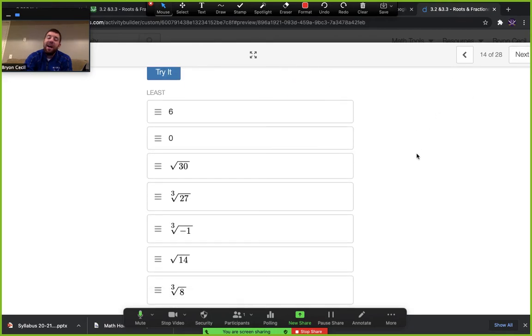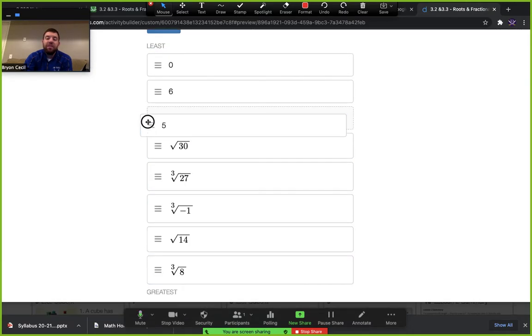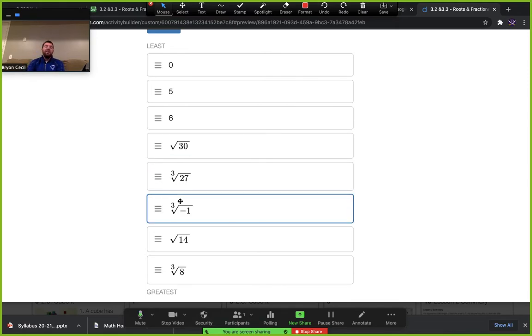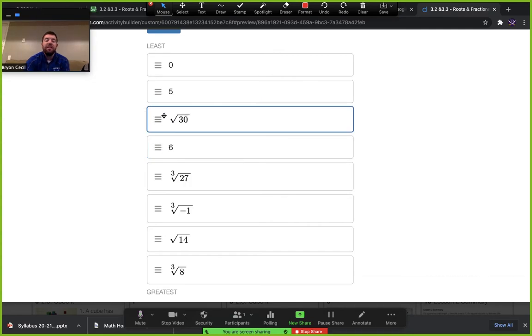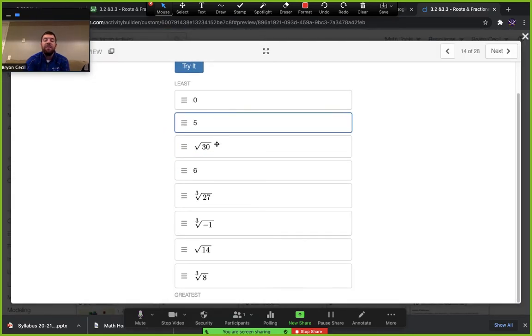Number 14. Another least to greatest. So, let's go ahead. We got 0, 6, and 5. Hey, they're not doing us any favors here. Okay. Radical 30. What square root is in between radical 30? That would be in between 5 and 6. Because, again, I'm looking at the square root of 25 is 5, and the square root of 36 is 6, so it's right in between those.